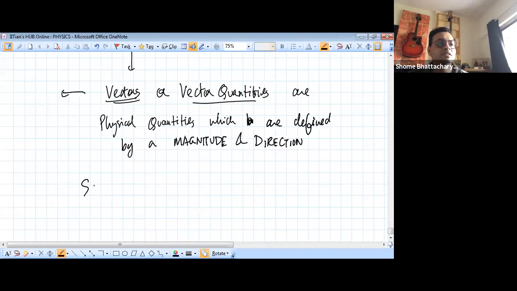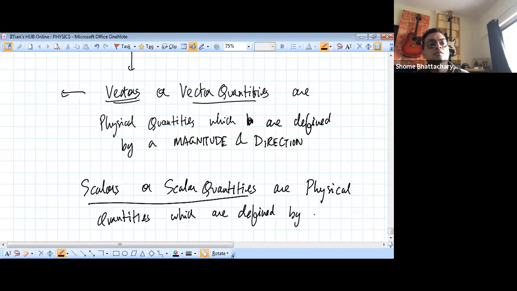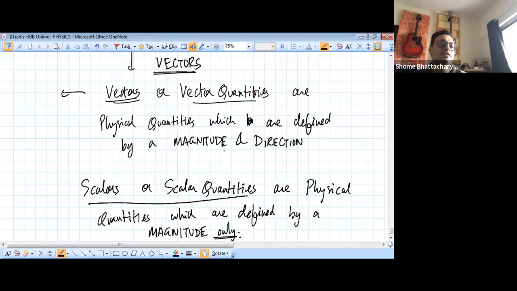Okay? Whereas scalars, or scalar quantities, these quantities are physical quantities which are defined by a magnitude only. No direction. So this is where officially our chapter now starts. The chapter is vectors or vector analysis. So it starts with the definition of vectors and scalars.